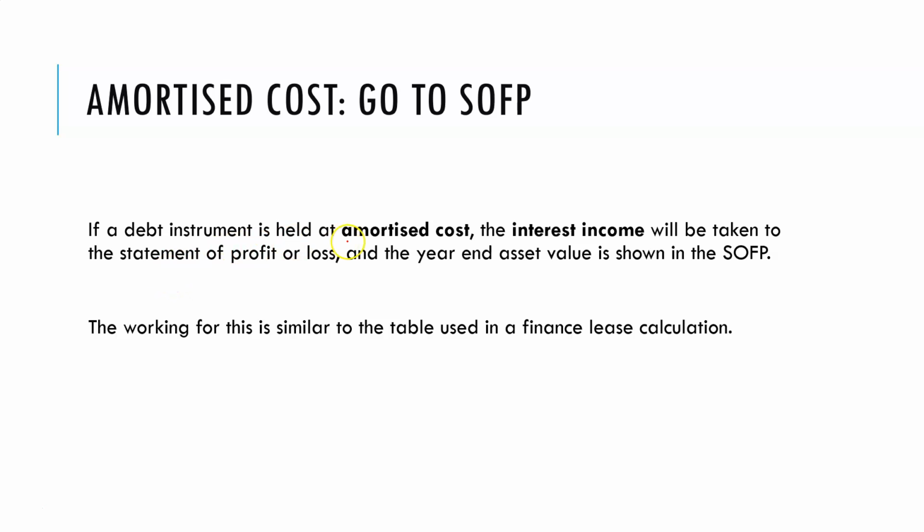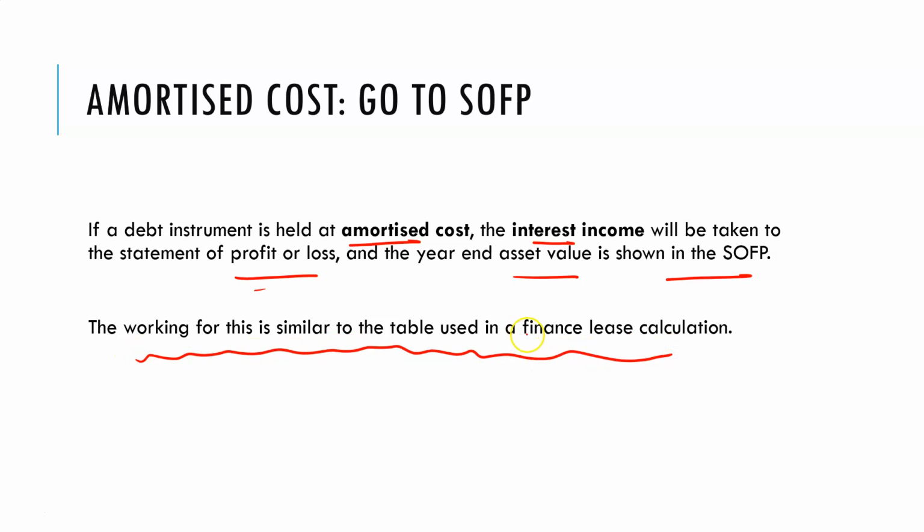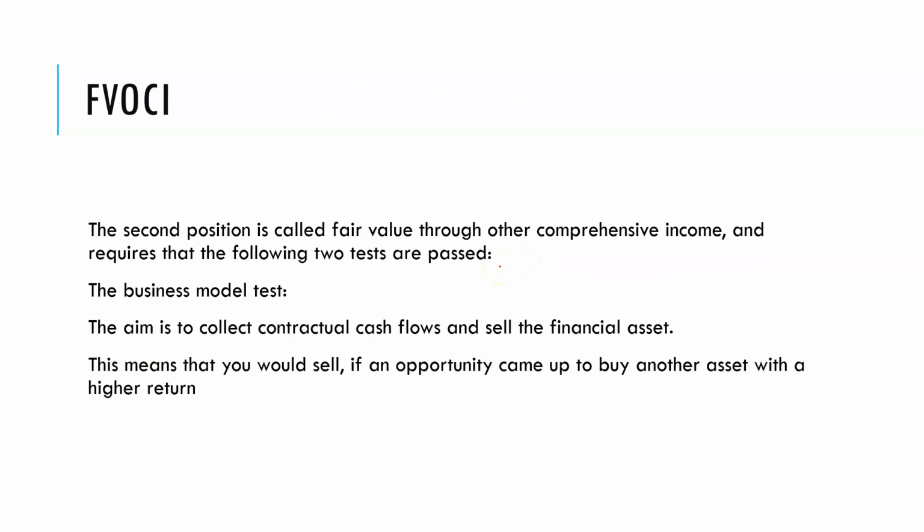If a debt instrument is held at amortized cost, the interest income will be taken to the statement of profit or loss, and the year-end asset value is shown in the statement of financial position. The working for this is similar to the table used in a finance lease calculation or the loan calculation, but just the reverse, where you are the one receiving money.